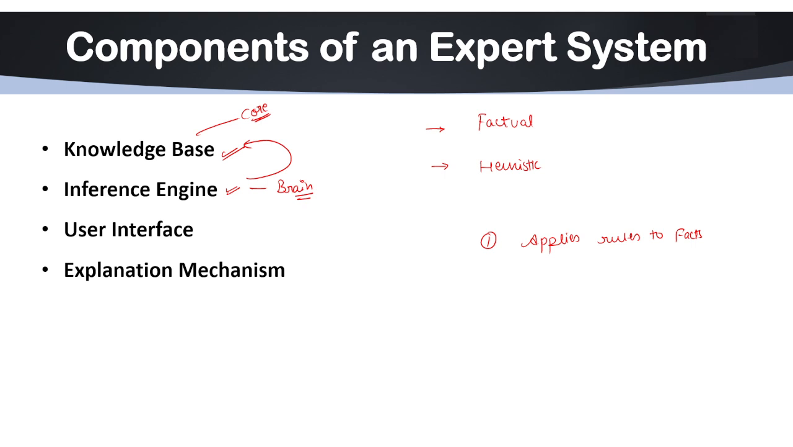Next we have the user interface. Under the user interface, basically it is the interactive part of our system where users input their queries and receive the recommendations. So functions of the user interface include: it allows users to enter the data, right? The user gets the results and explanations based on the inference engine, based on the brain of the expert system.